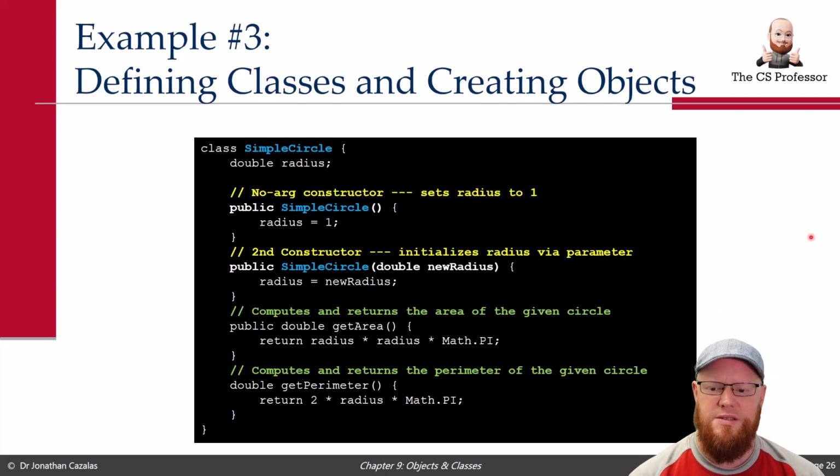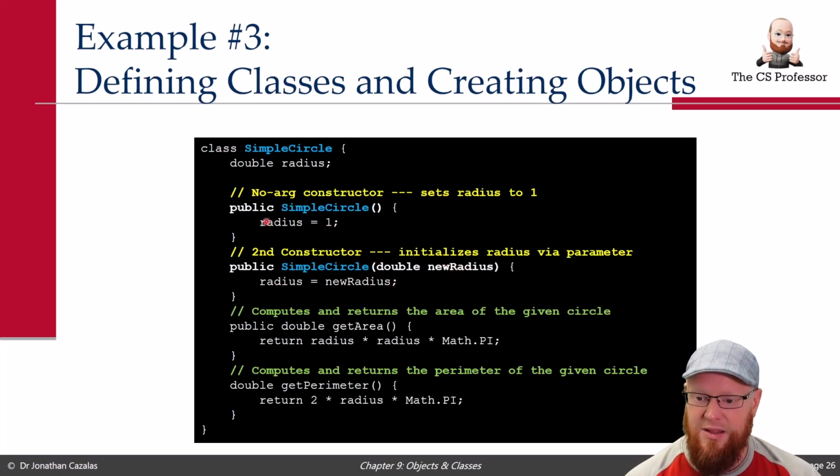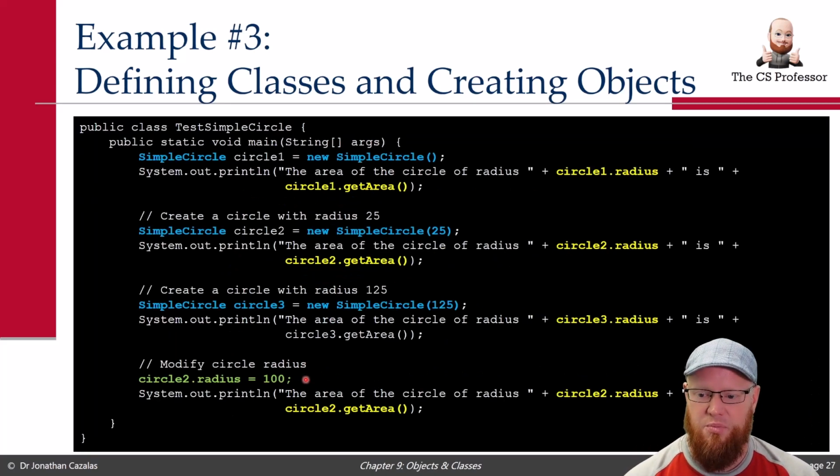Here's the code for a simple circle class, not circle, but simple circle. We have a data member radius. We have 2 constructors. This first constructor is a no argument constructor, and we're setting radius to 1. The second constructor, we receive 1 parameter newRadius that we assign into the data member radius. And then finally, we have 2 methods, getArea as well as getPerimeter.